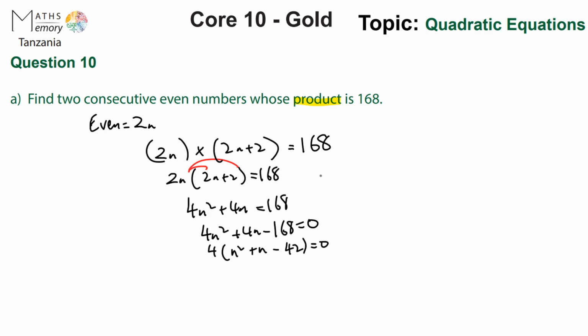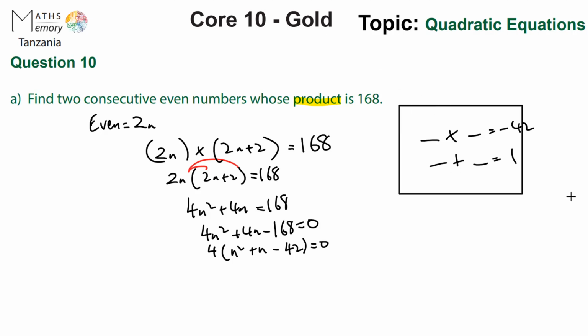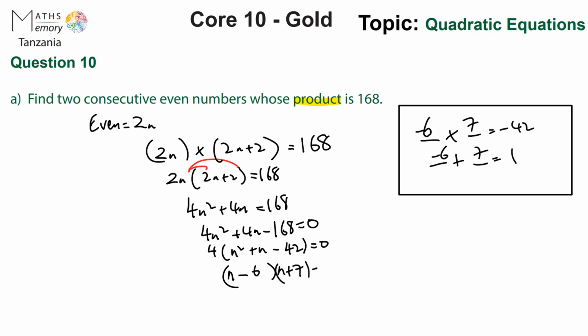We're going to do the quad box on this equation over here, n squared plus n minus 42. So two numbers multiply to get minus 42, and the two numbers add up to get 1. Let's have a look at this over here. Minus 42 would give us minus 6 and 7. So it'll be n minus 6, n plus 7 equals 0.